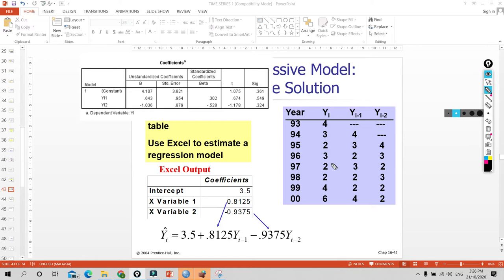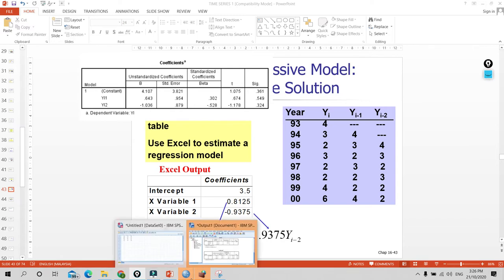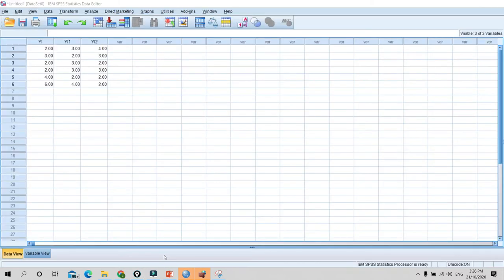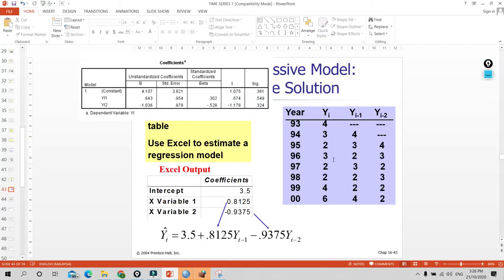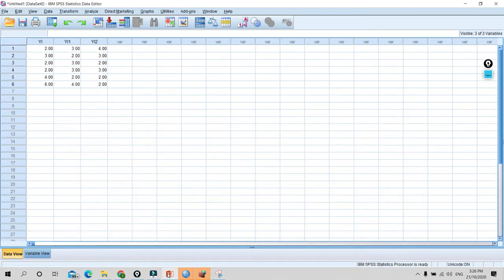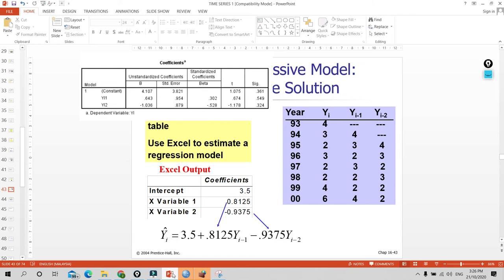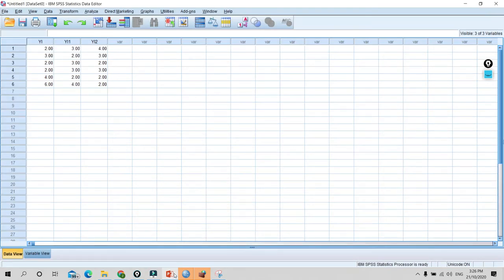So I have 2, 3, 2, 2, 4, 6. I'll check back in the data here. The data is 2, 3, 2, 2, 4, 6. Then we have 3, 2, 3, 2, 2, 4, 3, 2, 3, 2, 3, 3, 2, 4. And the last one is 4, 3, 2, 3, 2, 2.